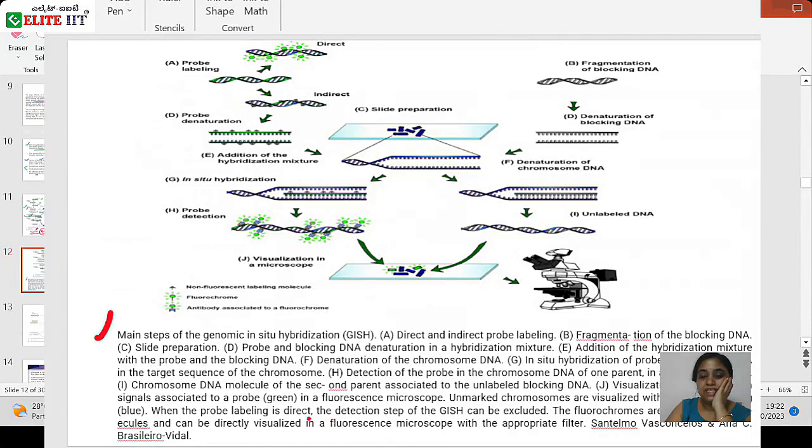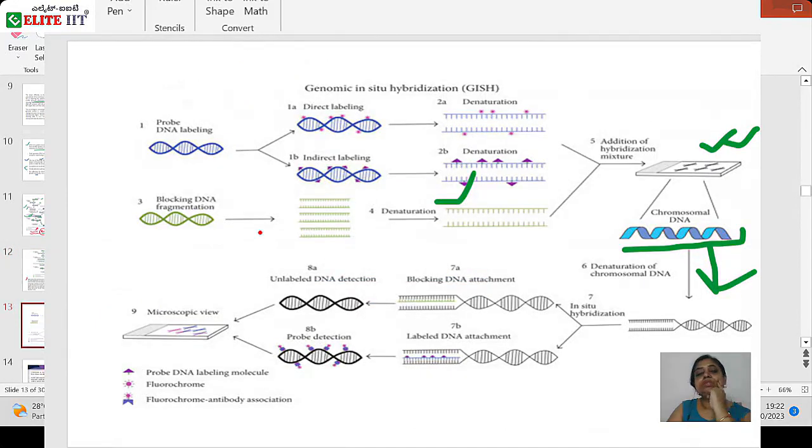When the probe labeling is direct, the detection step can be excluded, and the fluorescent molecules can be directly visualized in a fluorescent microscope with the appropriate filter. So finally you have to visualize through the fluorescent microscope. I have already discussed the fluorescent microscope. In this case, the background will be black, and if a green color is given, you can visualize the green colored fluorescent compound. Here also is the same way in situ hybridization is done, and this is taken from another source.